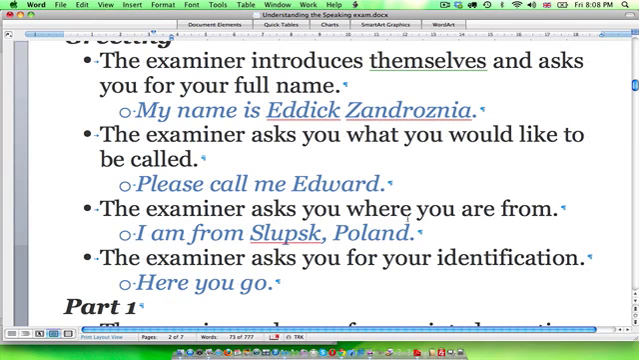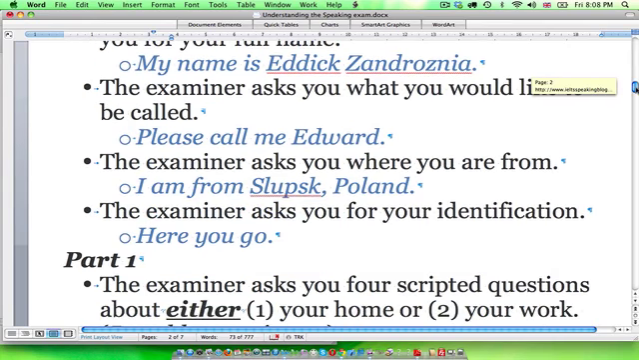Then the third question, the examiner will ask you where you're from, and the proper response to this would be, "I am from Słupsk, Poland." And there's no need to elaborate on that at all. And then the fourth is the examiner will ask you for your identification. Okay, and then so a simple "here you go" or "here it is" would work fine. Okay, so deliver these with confidence, and then you're all ready to get into part 1.